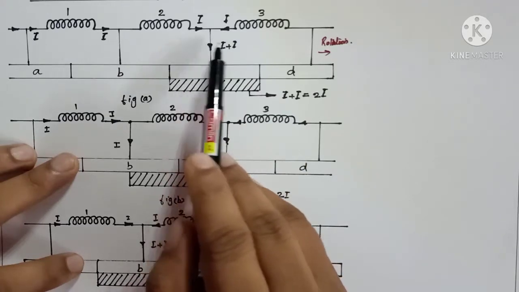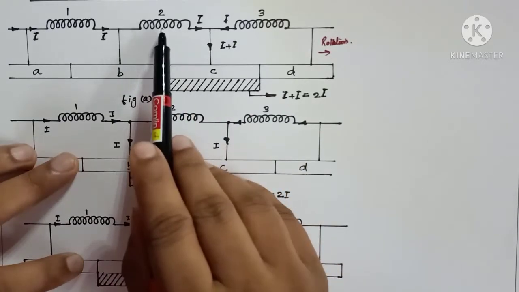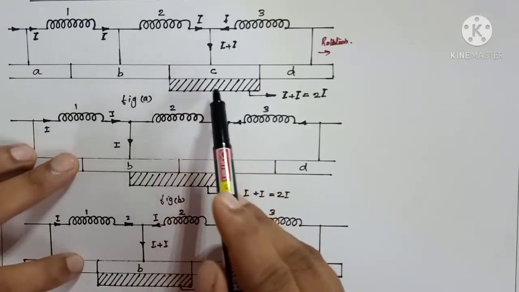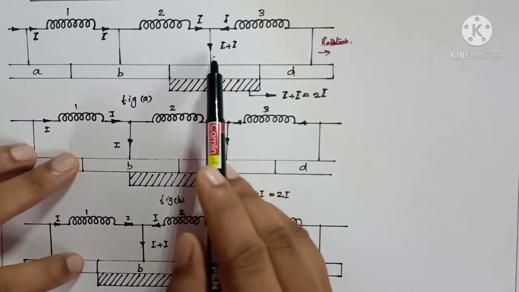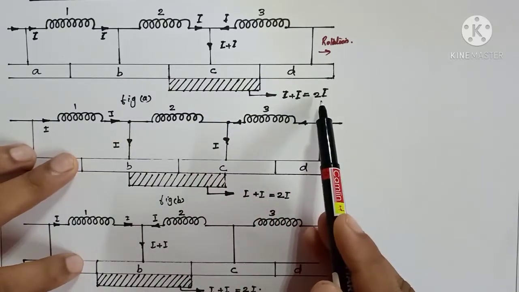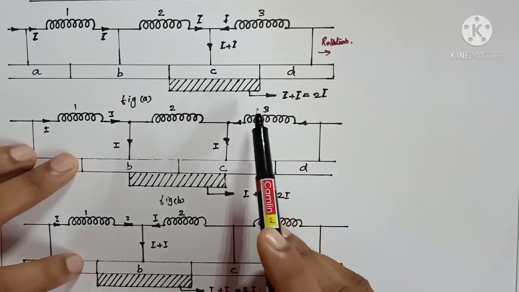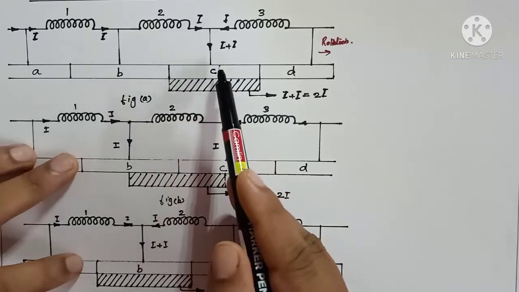So finally, I plus I, the current from the second coil and the third coil, will be collected by the brush through this commutator segment C, that is I plus I, that is 2I. 2I is the net current which is collected by the brush during this time.